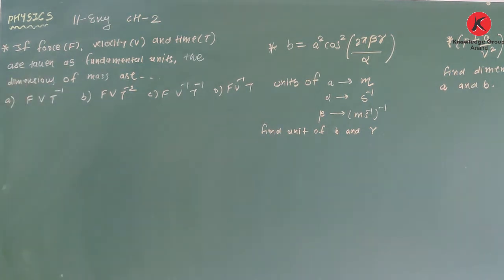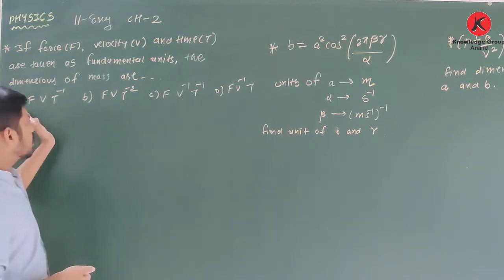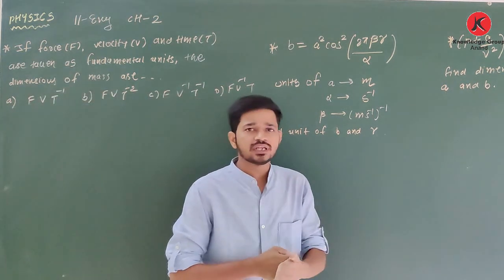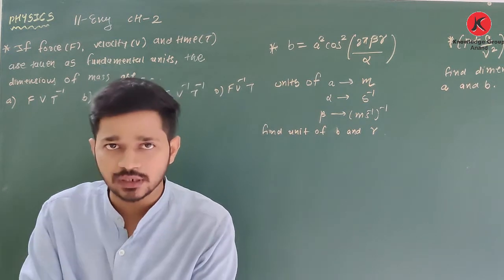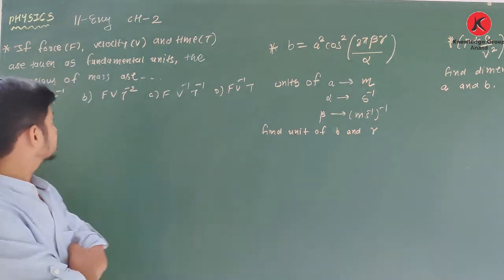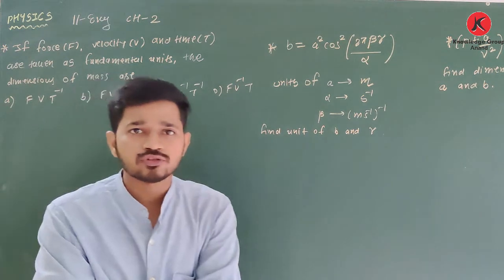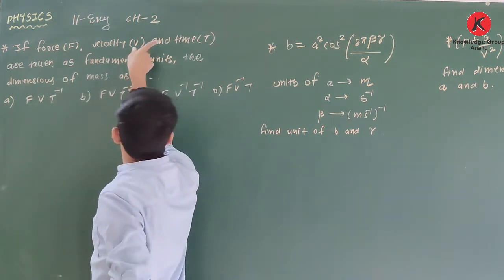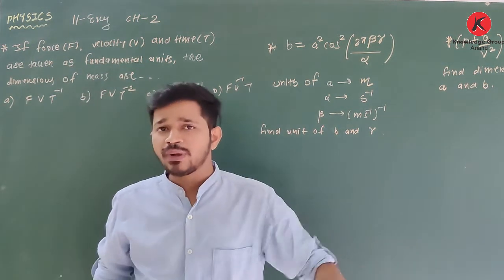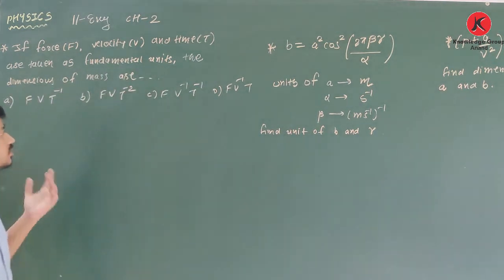See, if force F, velocity V, and time T are taken as fundamental units, the dimensions of mass are... Options A, B, C, and D are given. We can solve such questions with the help of two methods. The first method is the application of dimensional analysis: as you have to find the dimensions of mass, you assume m is proportional to F raised to a, V raised to b, and T raised to c. Then you find the values of a, b, c, and you will get your answer.